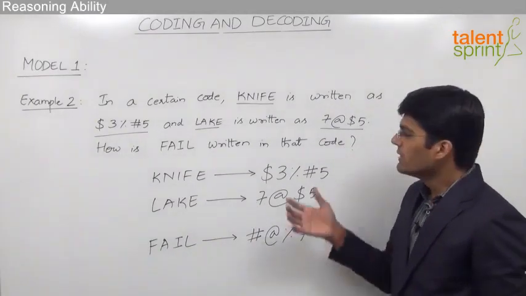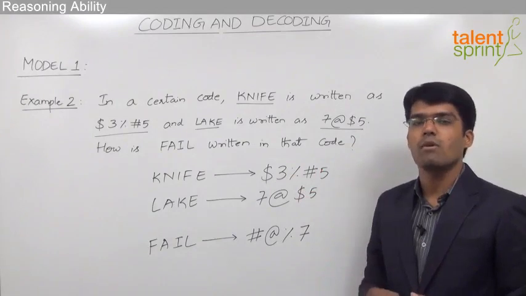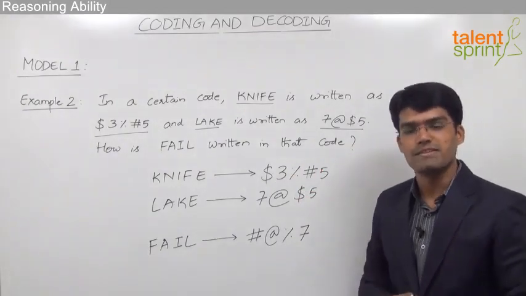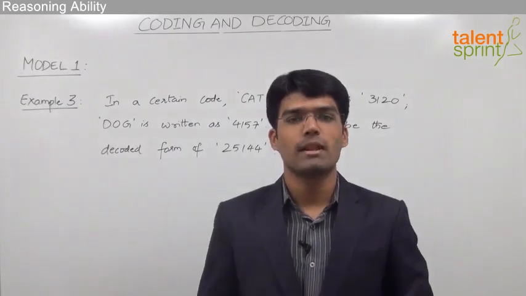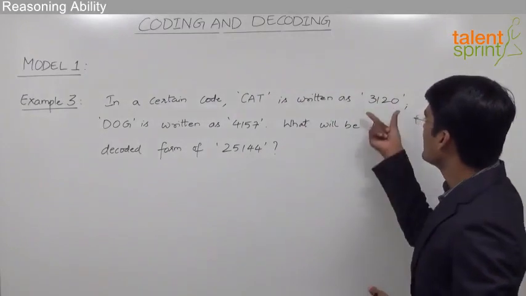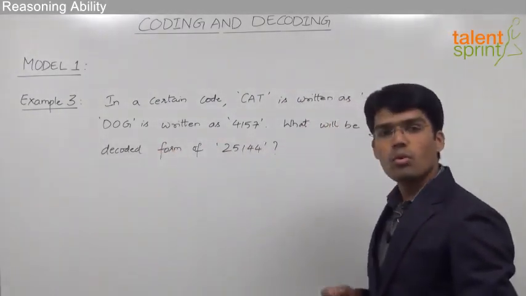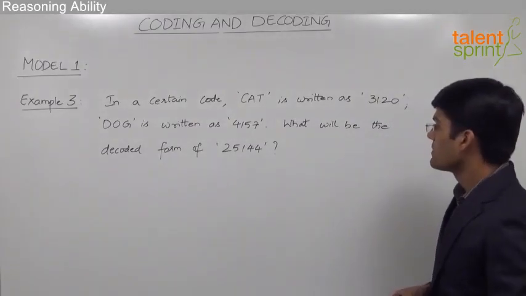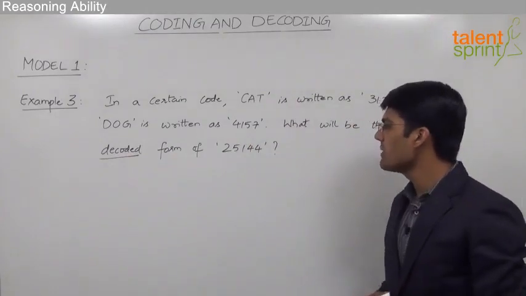So this is how you can solve this question simply by finding out the coded form of each of the letters from the given words. Let us now take the third example based on model 1. In a certain code, cat is written as 3120. Dog is written as 4157. So what will be the decoded form of 25144?